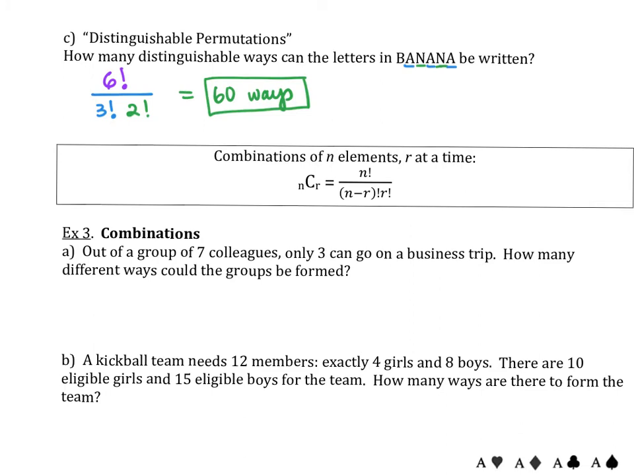Now we're going to consider combinations of n elements taken r at a time. When you're doing a combination, you're taking a group of items. So think of groups of things. The main thing to keep in mind is that the order does not matter.